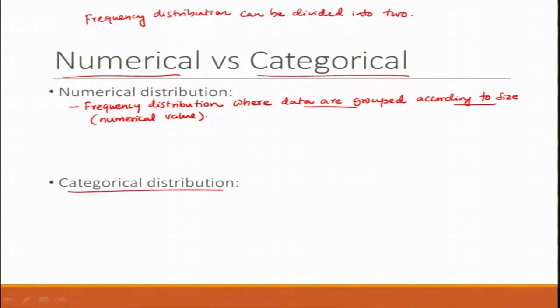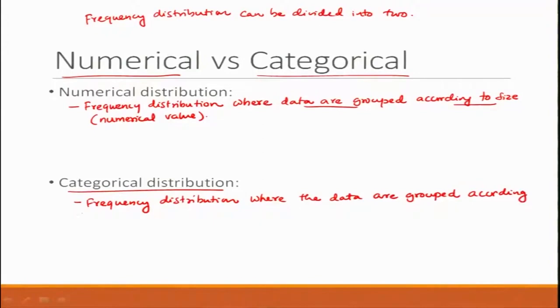What is the categorical distribution? It is again another frequency distribution where the data are grouped according to some quality or attribute. So here we are looking at some of the attribute of the data. Like for example, we can divide the data according to some group by the similarity of color in something, stuff like that, whereas here you can think about grouping in the form of numerical.